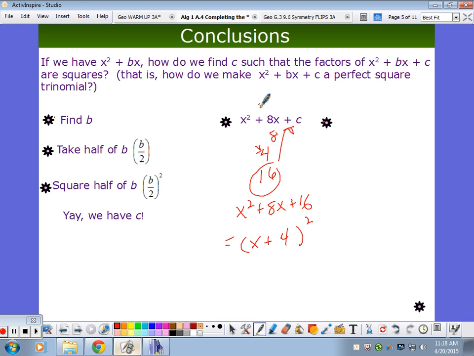All right, now, it's easy when this is an even number, it's much easier. But if it's an odd number, do the same thing. Take half of it, 5/2, square it. 25/4. So that's the C, x squared plus 5x plus 25/4. And now we can write it as a square. What's that going to be? X plus 5/2.